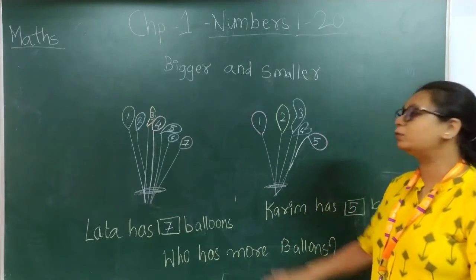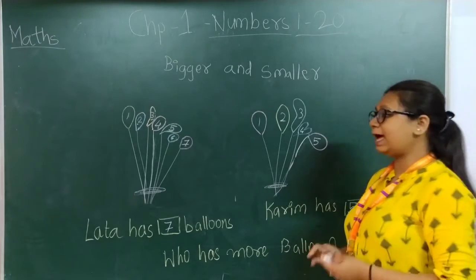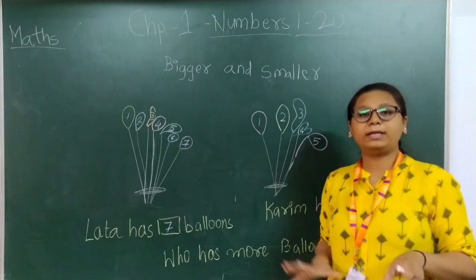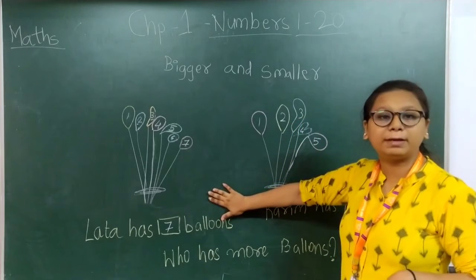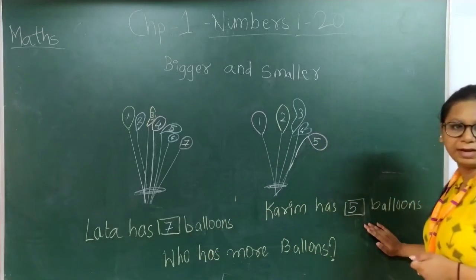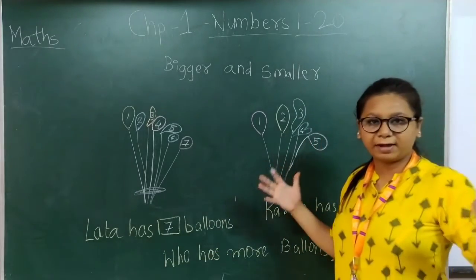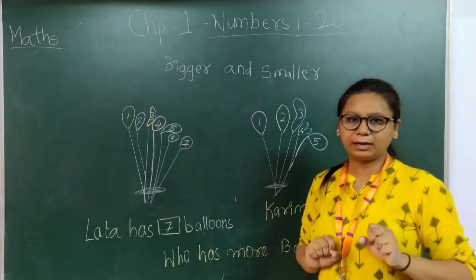Who has more balloons, Lata or Kareem? Yes, Lata has 7 balloons while Kareem has 5 balloons. So Lata has more balloons. Okay. Always 7 is bigger than 5, right? 7 is more than 5. So 7 is a bigger number and 5 is a smaller number.